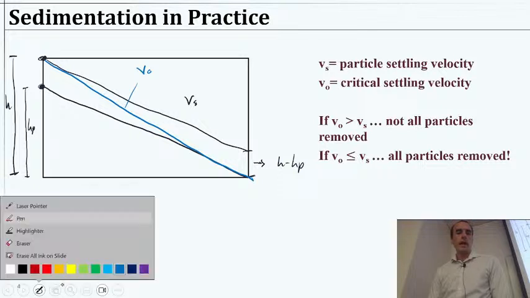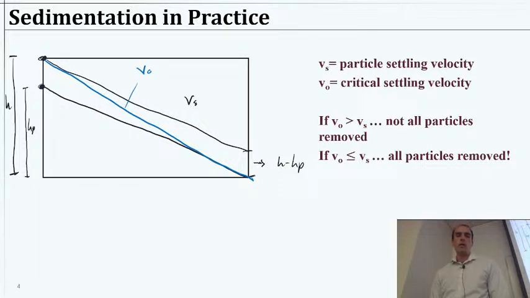And so if the design velocity is a larger number than our settling velocity, then not all of the particles will be removed. Vice versa, if the design velocity is smaller, definitely all of them are going to be removed, and we could even go further. We could remove smaller particles or slower particles.